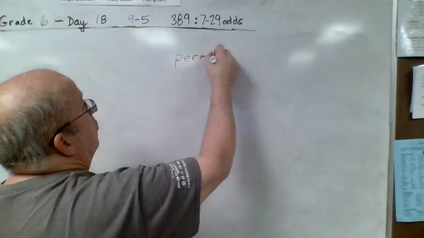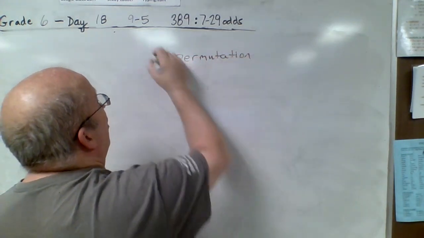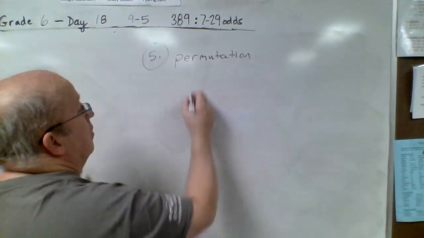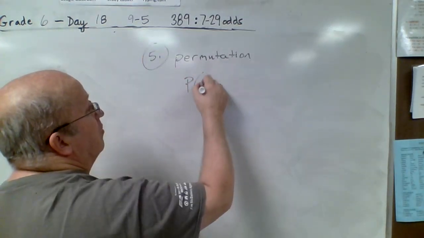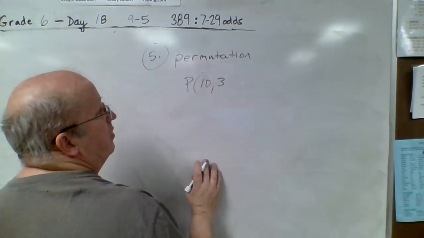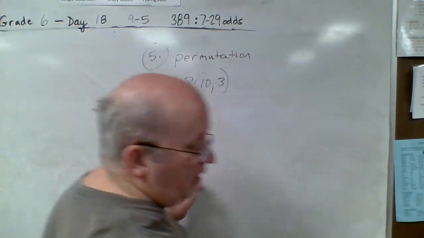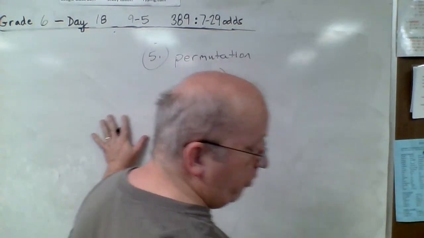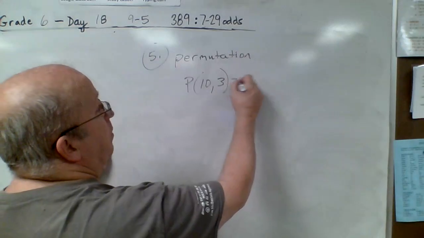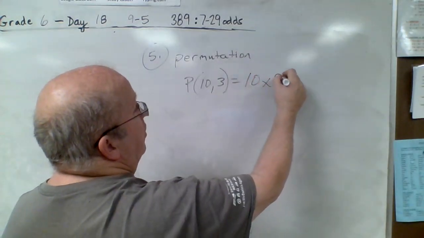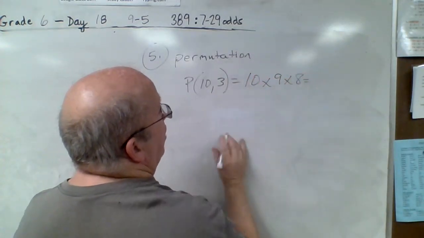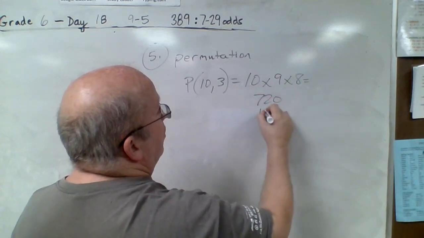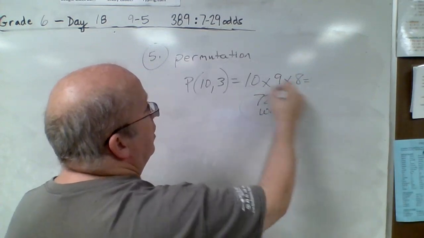Now that we know it's permutation, how would we solve problem 5? That would be the permutation of 10 people entered into this science fair, taken 3 at a time because there's a first, second, and third place. Solving this would be 10 times 9 times 8, or 720 ways.